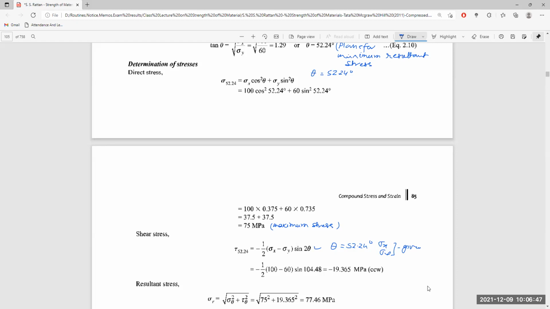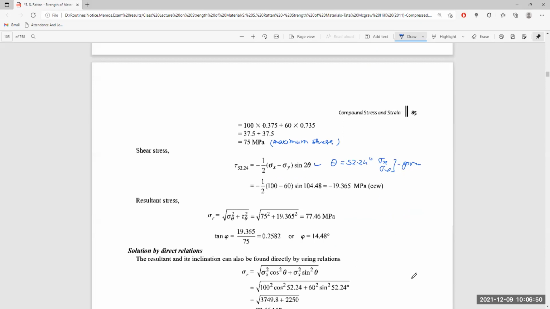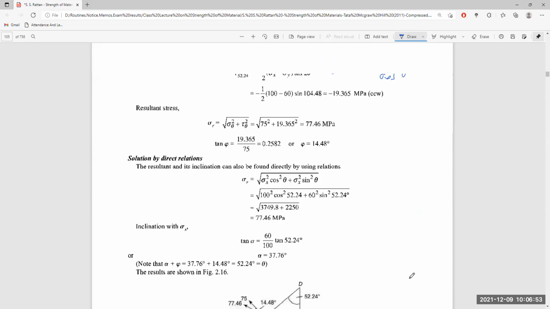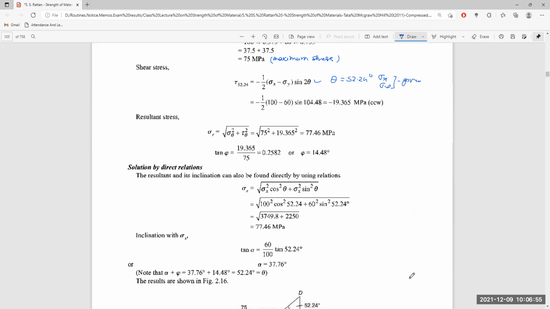The resultant stress is given by the square root of sigma theta squared, 75, plus 19.365 squared. Put both the values and it becomes 77.46. The resultant stress is inclined with the angle to sigma x and sigma y with tan 0.2592, or 14.48 degrees. And this can be obtained directly by using this equation here.